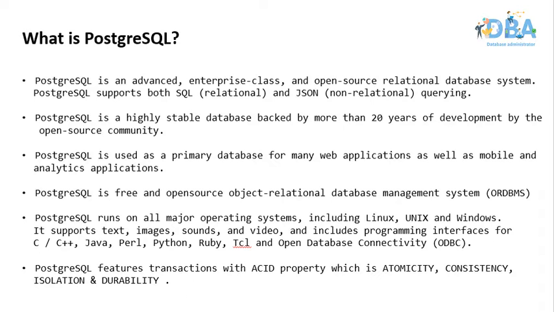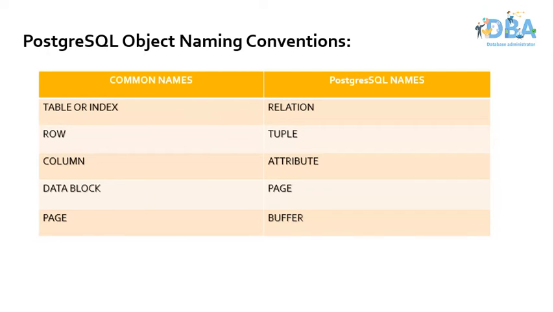So PostgreSQL has its own naming conventions. That is, on the left hand side we have our common names like table, index, row, column, data block, page, and on the right hand side what we are going to call those entities in PostgreSQL. Like table or index will be represented by a relation, row will be called a tuple, column will be called an attribute, data block will be called a page, and page will be called a buffer.